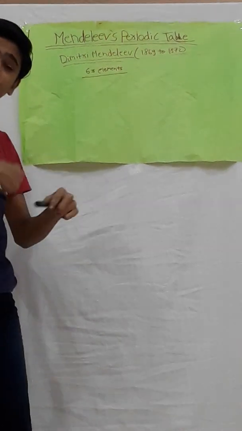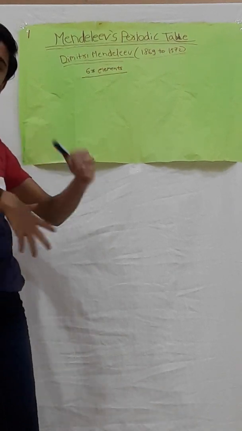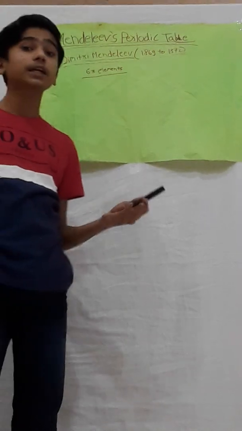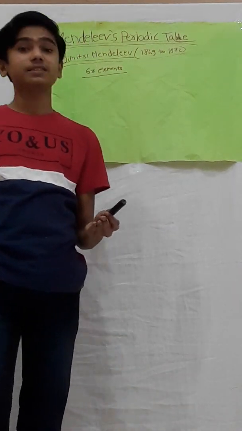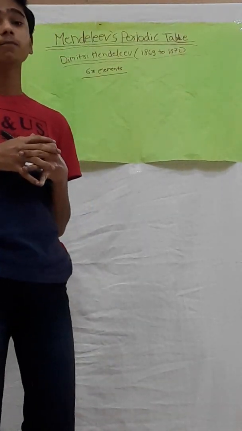Mendeleev found that the physical and chemical properties of the elements repeat after definite intervals. Periodicity is seen in the properties of the elements, and the classification of the elements is called the periodic table.